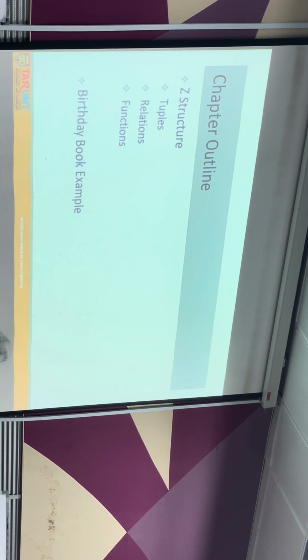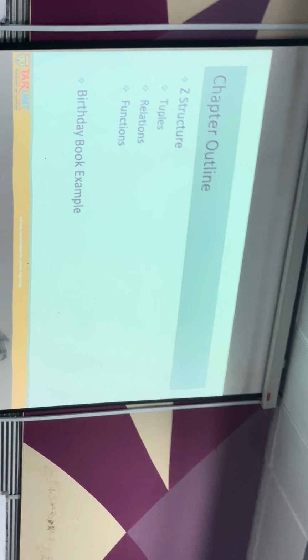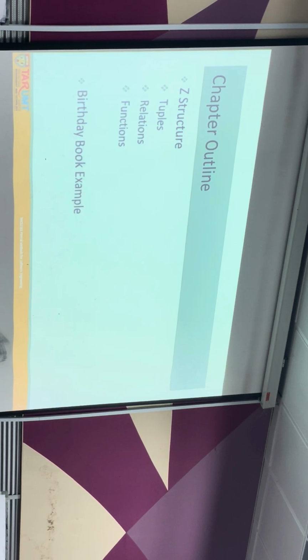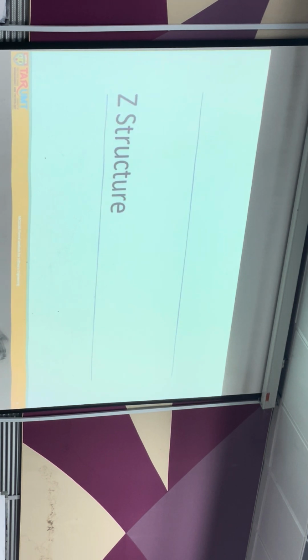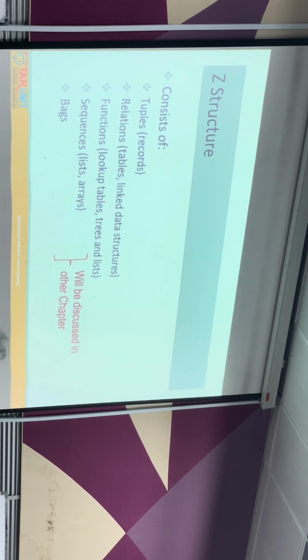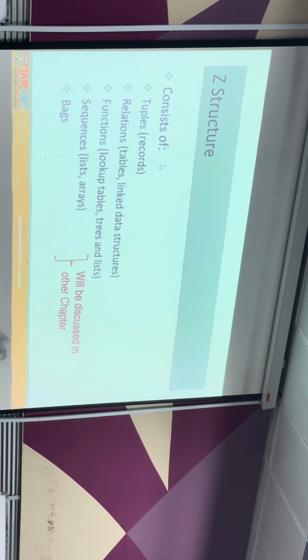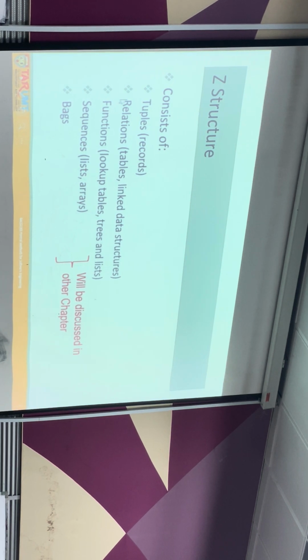Okay, so for the Z structure, the minimum for our Z schema is these three structures: tuples, relations, and functions. You have heard about the words relation, tuples, functions already, but how to use them in Z schema, you will learn under this chapter. So let's look at the original structure first. You are going to learn these three.